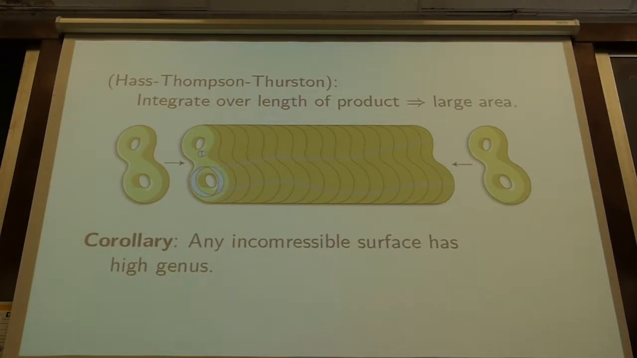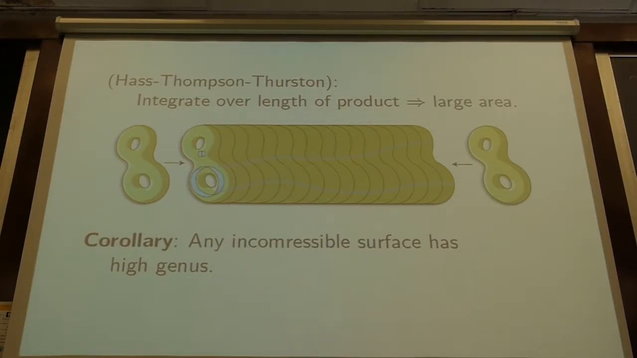And so we can see that any surface that cuts along the long way across here has to have high genus. Every incompressible surface has to do that. And so that's a geometric version of Hartshorne's theorem. If we have this long, skinny hyperbolic metric, then all incompressible surfaces are high genus.